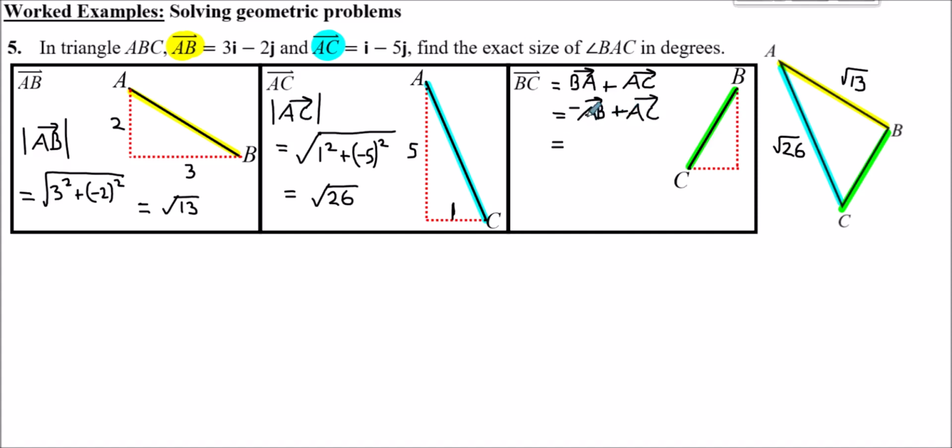So, minus AB. So we know what AB is. AB is this. So minus AB is going to be minus (3, minus 2) plus from A to C, which is (1, minus 5), which is minus 3 minus minus 2 is plus 2, plus 1 over 5.